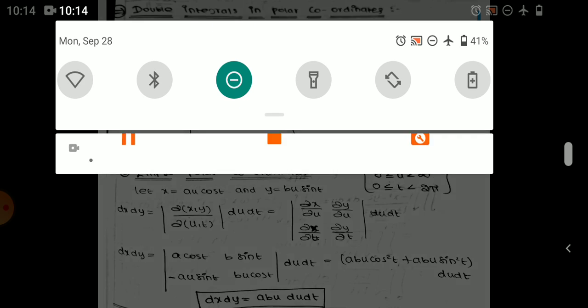So what will happen here? Dou x by dou r is cos theta, and dou y by dou r is sin theta, and dou x by dou theta is minus r sin theta, and dou y by dou theta is r cos theta, into dr d theta.